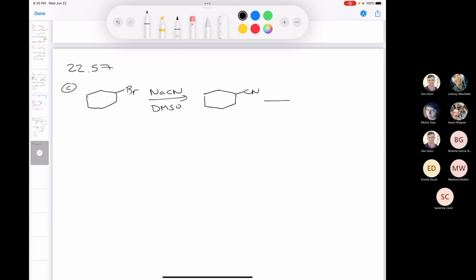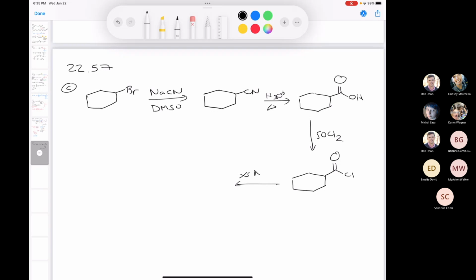The next step, we're going to treat that with H3O plus and heat it up. That's going to hydrolyze the nitrile to a carboxylic acid. In the next step, we're treating it with thionyl chloride, SOCl2. I'm sure that's a reaction that nobody can forget. Looked at this one a lot in the carboxylic acids chapter. And then lastly, we're going to treat it with excess ammonia, and that will give us our primary amide.